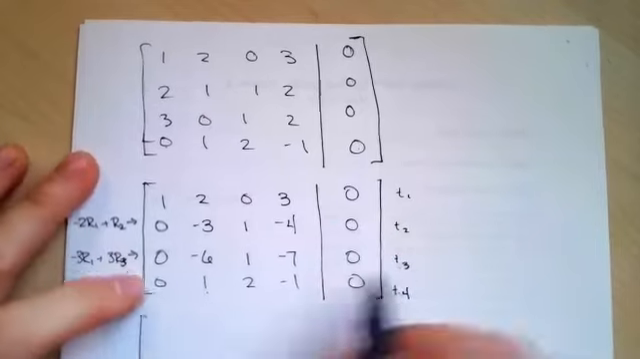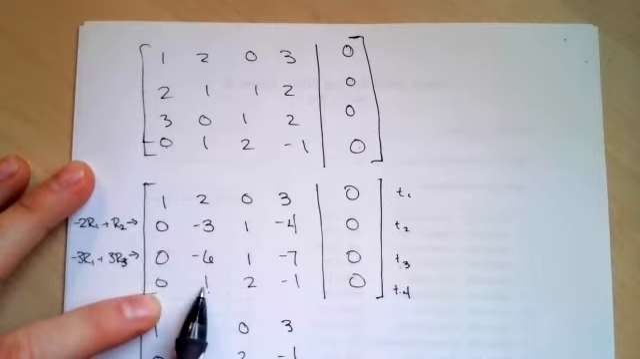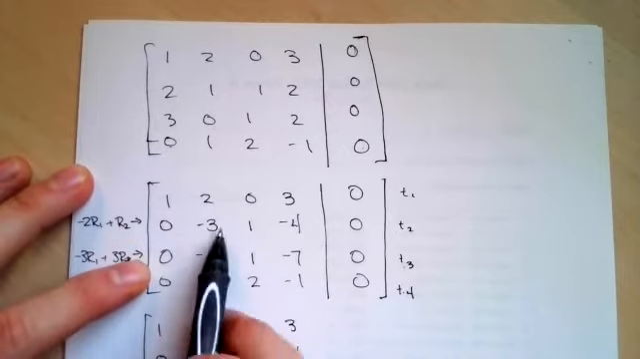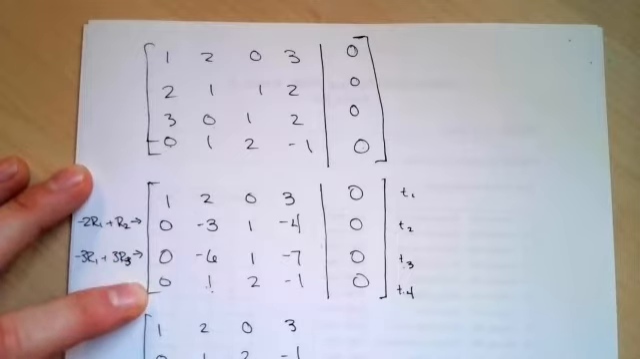So if we switch the rows, so right, if we have 1, 2, 0, 3, and now 0, 1, 2, -1, and then let's see, what do we want next? I don't think these two are going to matter much. So 0, -3, 1, -4, and then 0, -6, 1, -7. We can keep those in the same order.